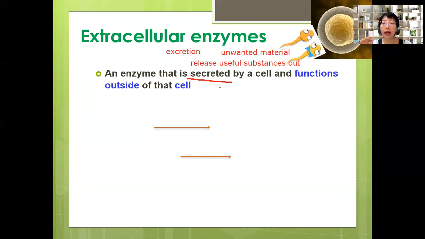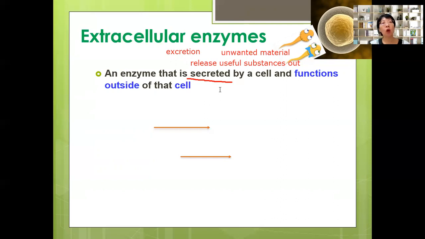Okay, so you see, both secretion and excretion, the cell releases chemicals or substances out of the cell. But depending on the process, the name is different. If the cell releases something that's useful for the cell and useful for the body, we call that process secretion. But when the cell releases something that is unwanted material, we call that process excretion. For example, after phagocytosis, we got the lysosome to go and digest the bacteria. And after that, the unwanted material is released out of the cell. So that process is called excretion.